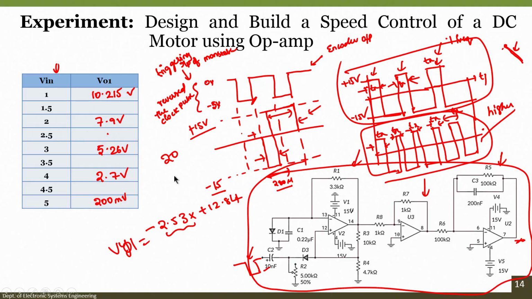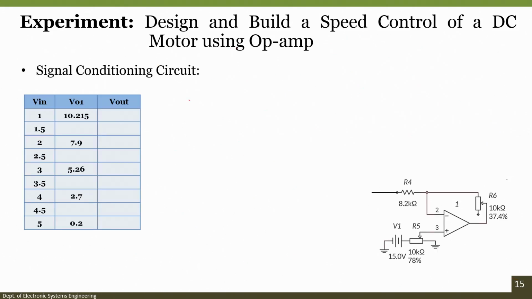Welcome to the module. We have not completely finished our signal conditioning circuit. So, for that we have to change our mapping factor. How do we do that? Right now we understood that for 1 volt I am getting 10.215 and for 5 volt I am getting 0.2 volt, but I need for 1 volt the output from the integrator should also be 1 volt, whereas for 5 volts the output should also be 5 volt. That means 10.215 has to be converted to 1 volt and 0.2 volt has to be converted to 5 volt.